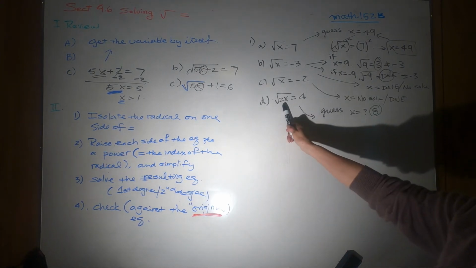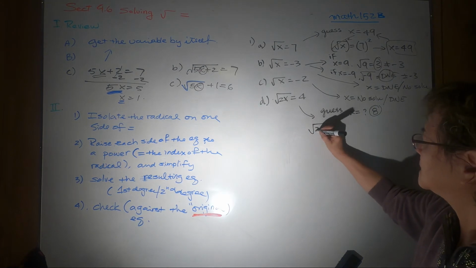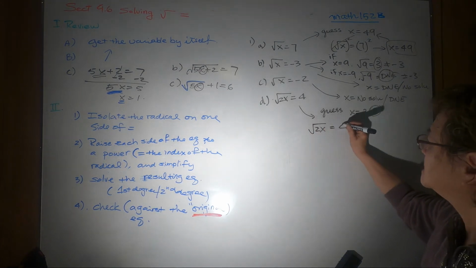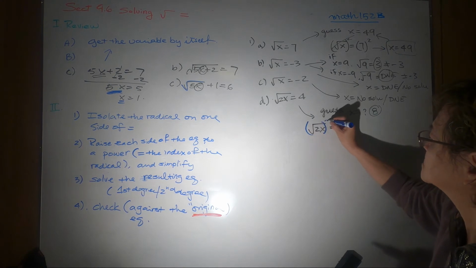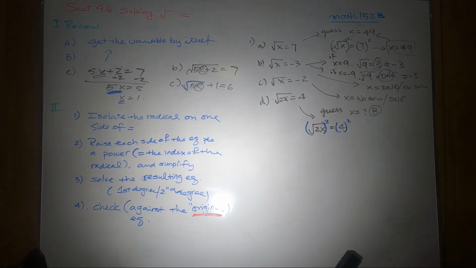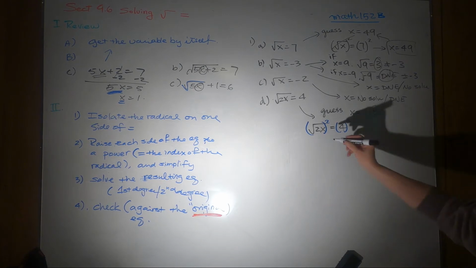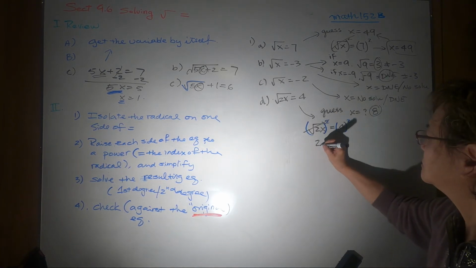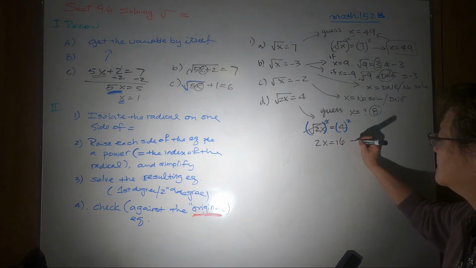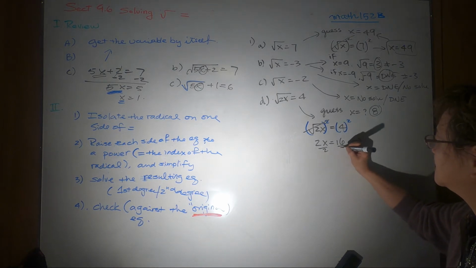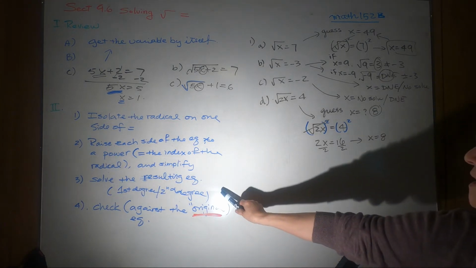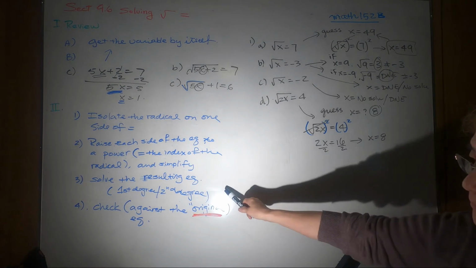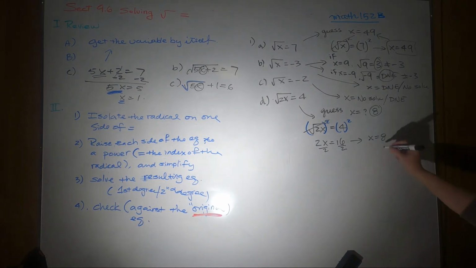So the radical is already by itself. Then we want to get rid of this radical symbol. We have to do the what? The opposite. So the opposite is what? Take a square, right? If you take a square, then twice, that would be what? 2x equals 16. Then you solve your x by dividing by 2. X is 8. Okay, you solve the resulting equation. Then you check. Yes, it works.